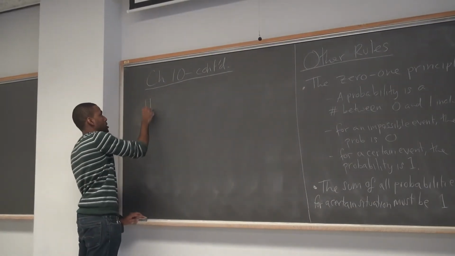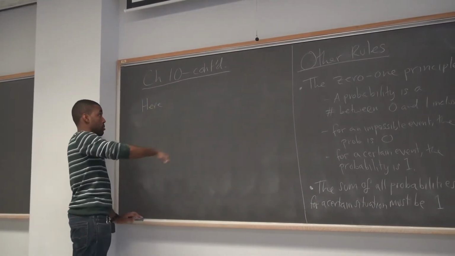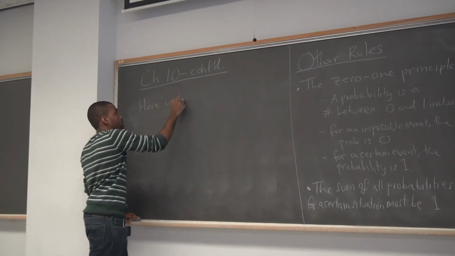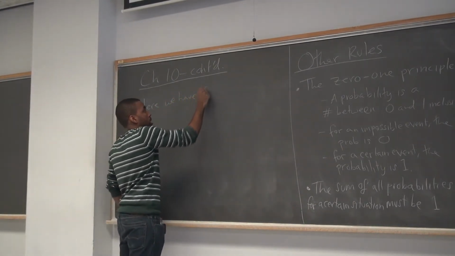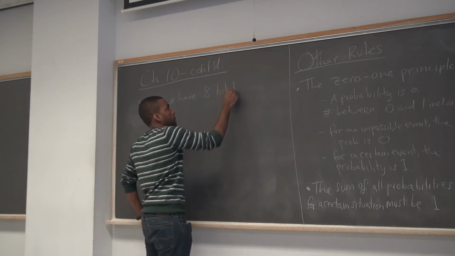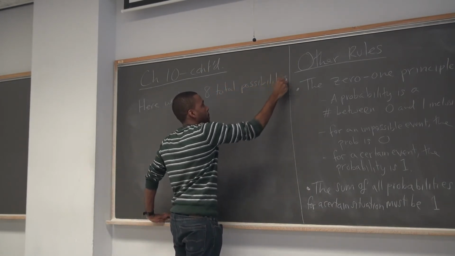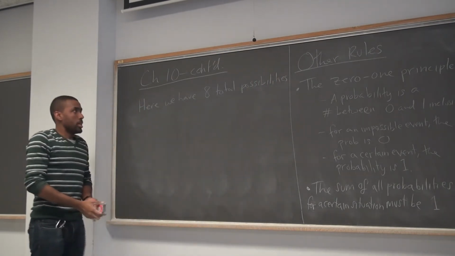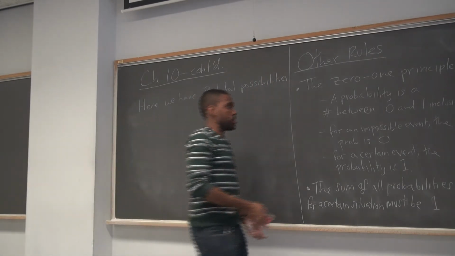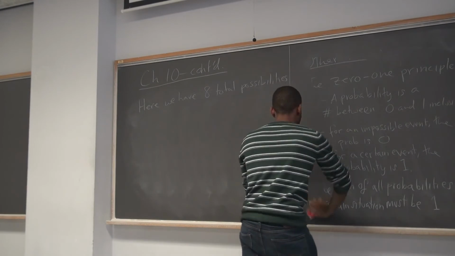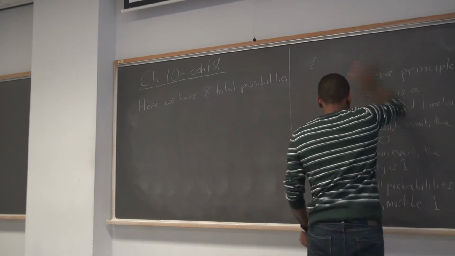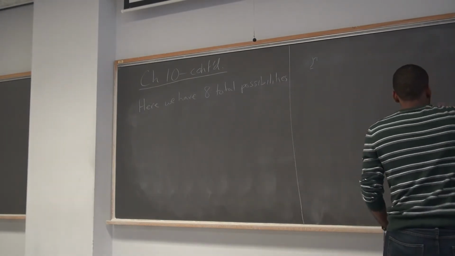Right. So here, again, we actually did the tree diagram for this earlier. Here we have 8 total possibilities. Now you can appreciate the fact, hopefully you appreciate the fact. Maybe I should draw it out so you can see what I'm talking about.